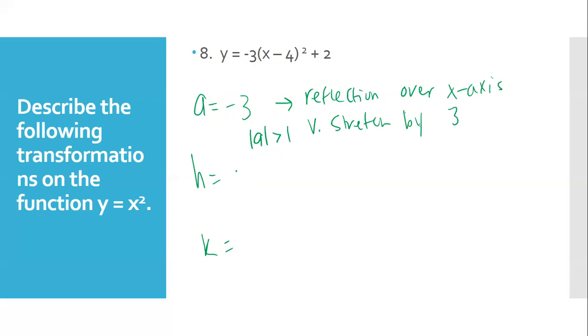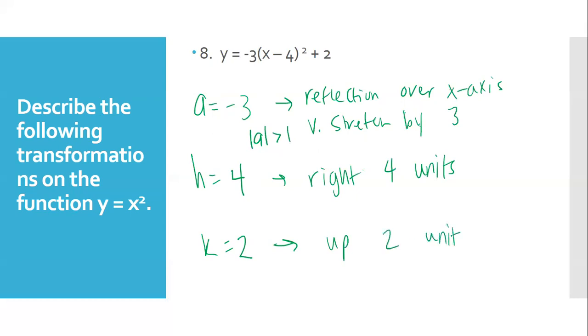Our H here is, and that tells us what? Right, 4 units. And our K is, and that tells us up 2 units. Do you feel like you could confidently describe the transformation from the equation? It takes practice, but you just got to remember what each variable plays.